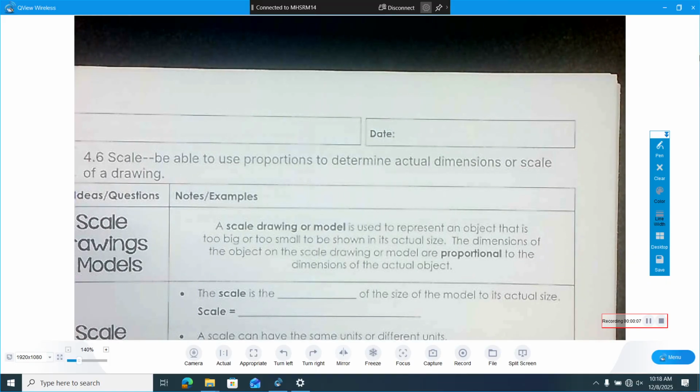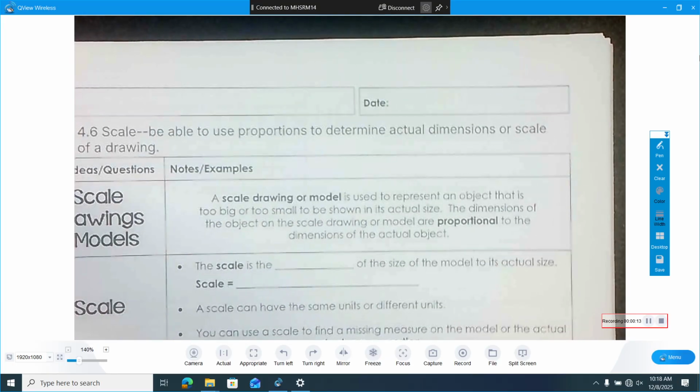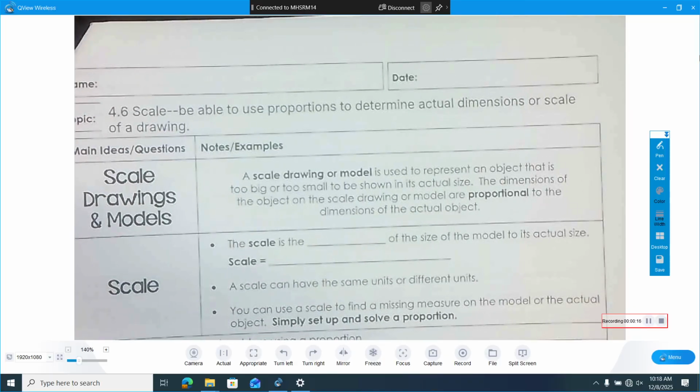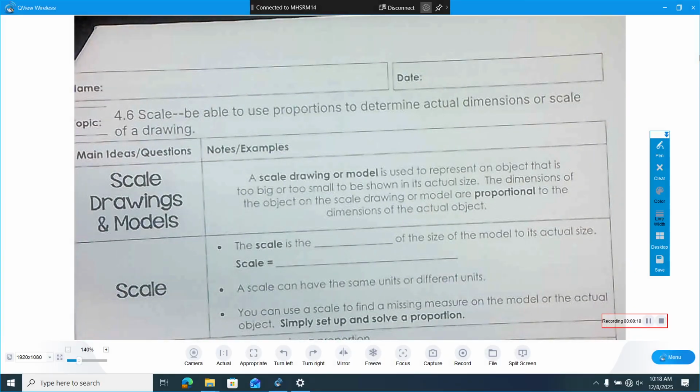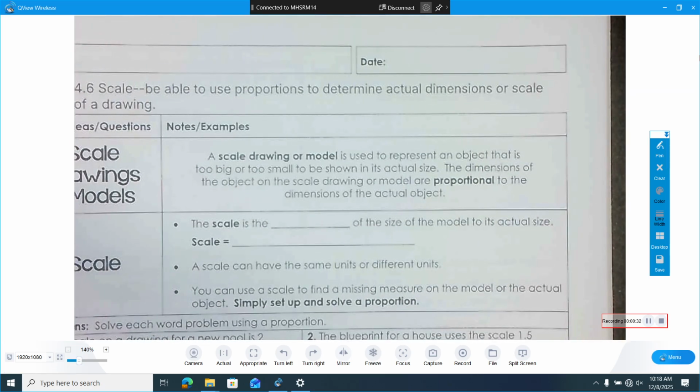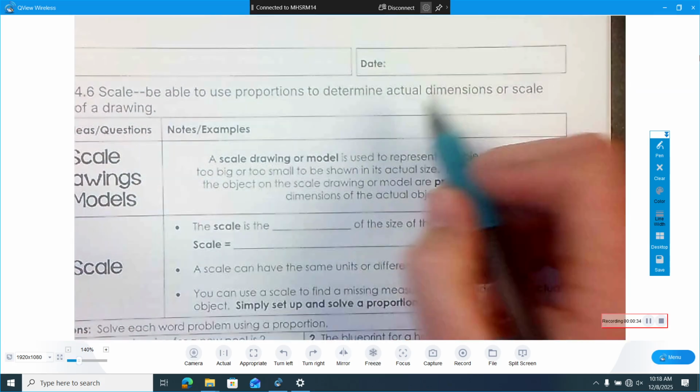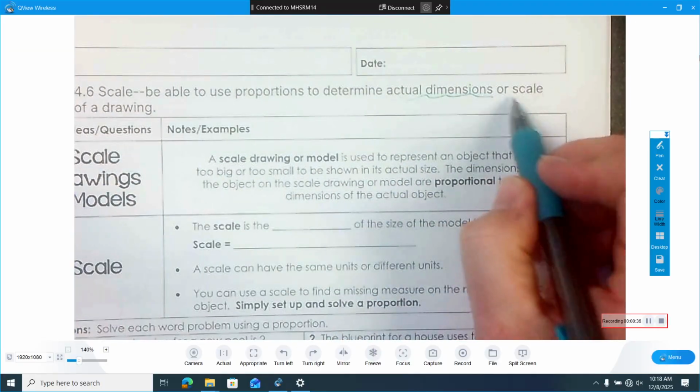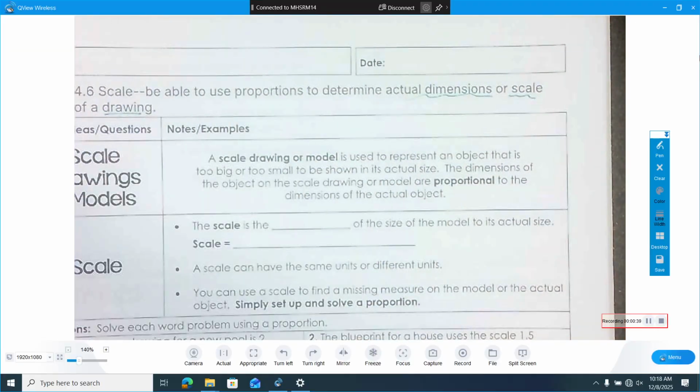So we have been using ratios, which is ratio is just a fraction, and learning to set up proportions. And so that's what we're doing more of today. I think today turns out to be a little bit easier than Friday, actually. But you do still have to read carefully and think about units. So today we're going to be able to use proportions to determine actual dimensions or scale of a drawing, okay?